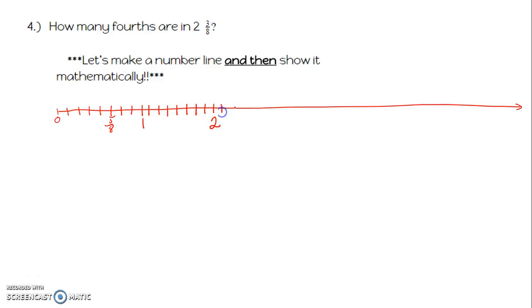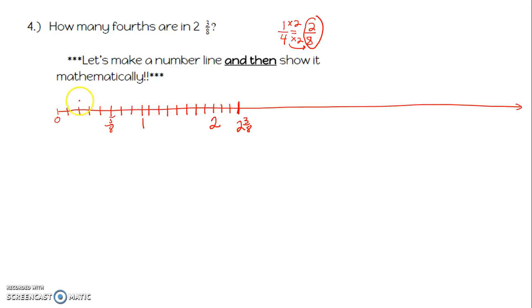So this would be 2 and 1/8, 2 and 2/8. Right here represents 2 and 3/8. Okay. How many fourths fit into 2 and 3/8? All right. So I'm going to look at a fourth. And I say 1/4 is how many eighths? 4 times 2 is 8. So 1 times 2 is 2. 1/4 is 2/8. So I'm figuring out how many fourths, how many 2/8 fit into 2 and 3/8.